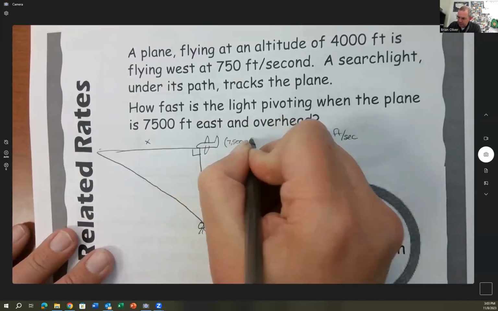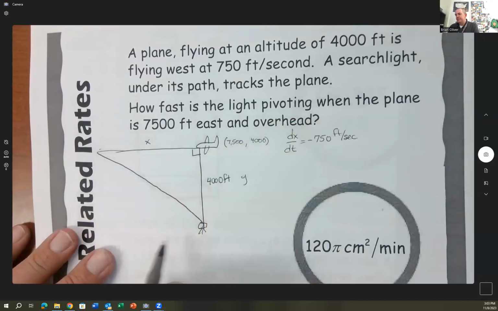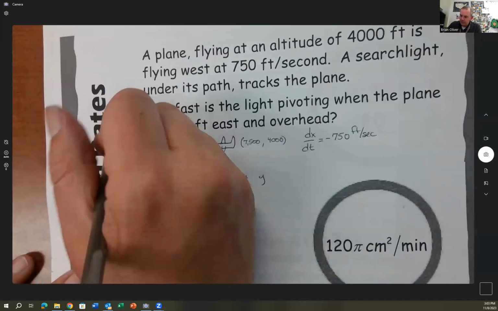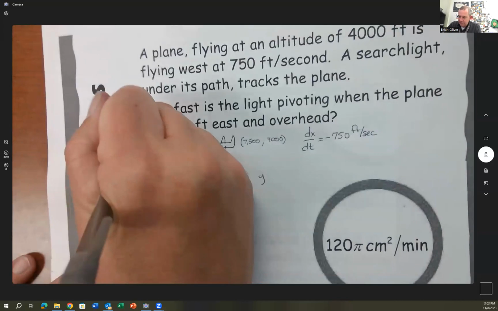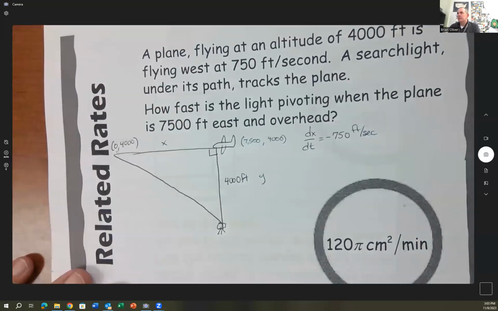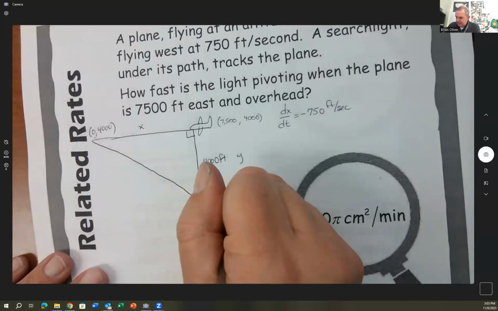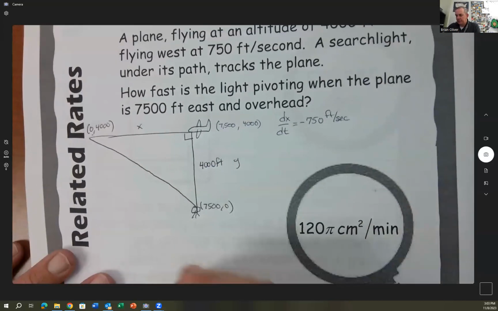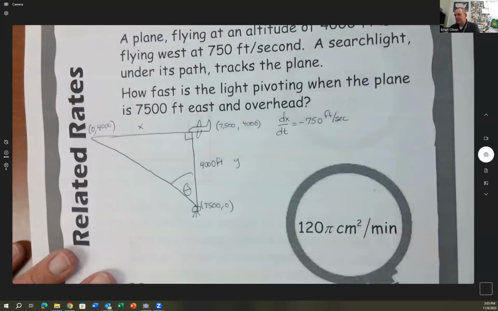7,500, 4,000. He's 7,500 on the X. He is 4,000 on the Y. This point right here is going to be (0, 4,000). And this guy down here is going to be (7,500, 0). You'll see why in a moment. And we're figuring out this angle theta. So we're figuring out this.